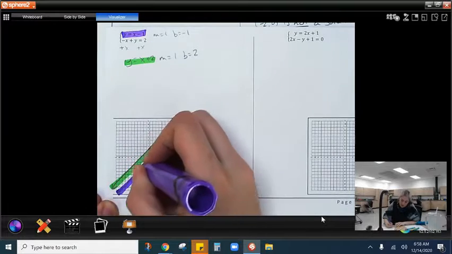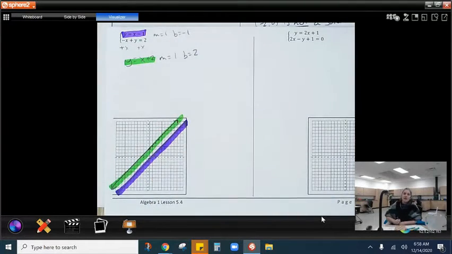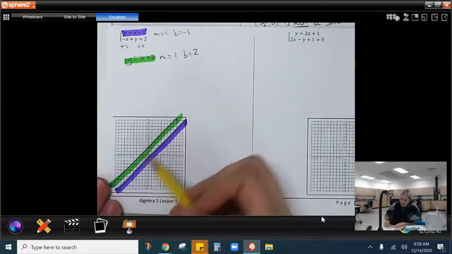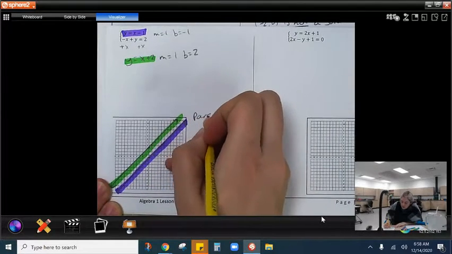So you might be looking at me going, wait a second, Ms. Frisch, you just said that every system of linear equations is going to have one solution, right? They're going to cross. That's their solution, wherever they touch. This one doesn't. Why is that? Well, it's because these are parallel lines.